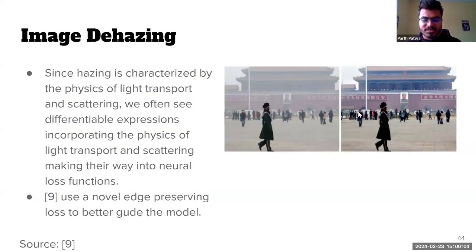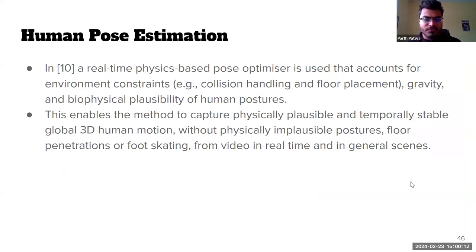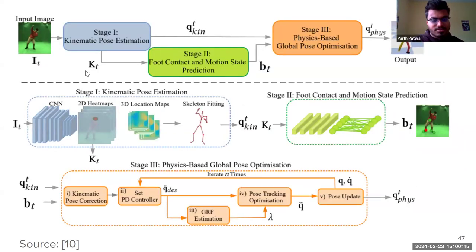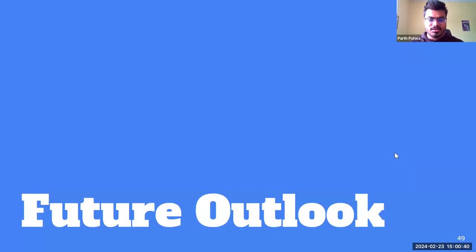It has been used for image dehazing or denoising, and in human pose detection and so on, where they use concepts from physics for the optimization to get the actual final pose of the human. And to summarize, loss functions can be used to regularize a model or to impose some constraints, but the loss function either needs to be differentiable or we need some approximate physical loss function.